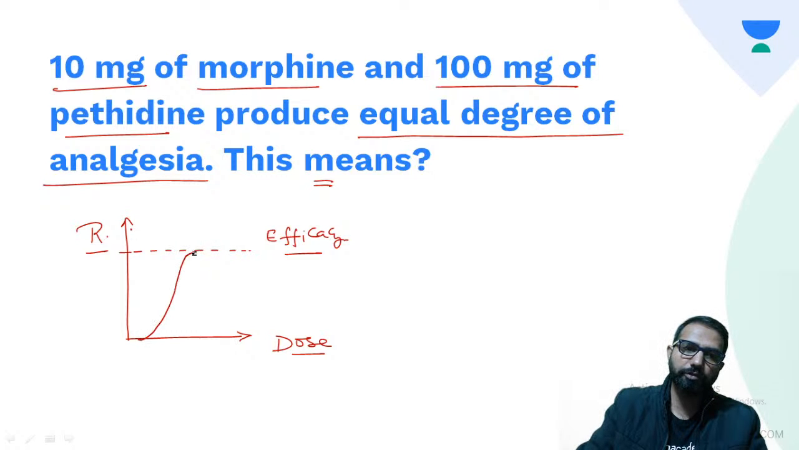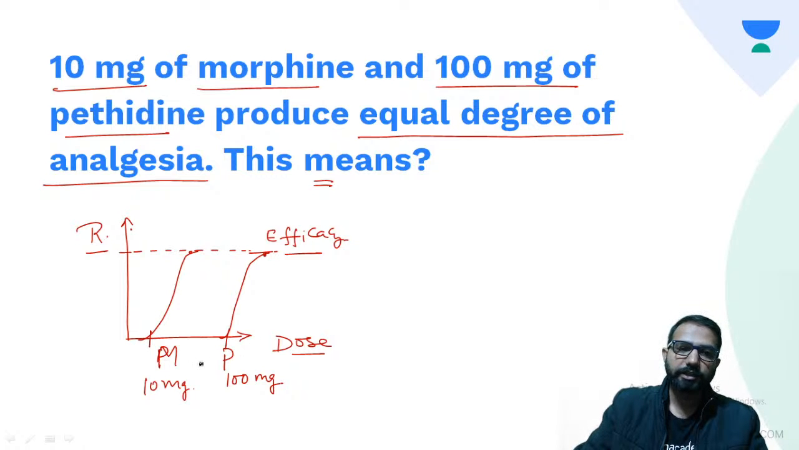But for the dose requirement, morphine takes 10 milligram to reach this, but pethidine takes 100 milligram to reach this. So both have equal efficacy, you can see. Morphine takes 10 milligram, pethidine takes 100 milligram to achieve the same thing, right? So very good, guys. The efficacy is the same because the effect is equal, but the dose requirement is different. So you can say that pethidine is less potent, or you can say morphine is more potent.